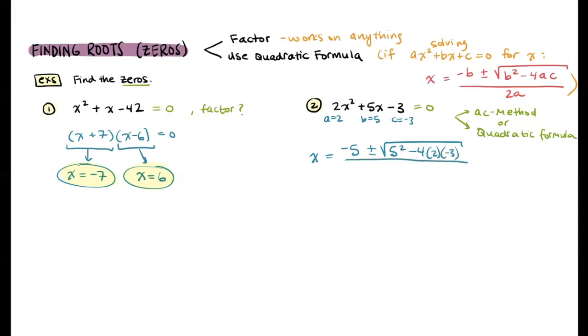So we'll have -5 plus or minus the square root of 5 squared minus 4 times 2 times -3, and that's all over 2 times 2. And you don't want to leave your answer this way. Definitely simplify. I would recommend you simplify what's under the radical first. So 5 squared is 25. Then -4 times 2 is -8, and -8 times -3 is +24. 2 times 2 in the bottom is 4.